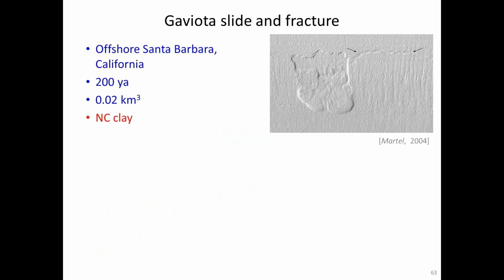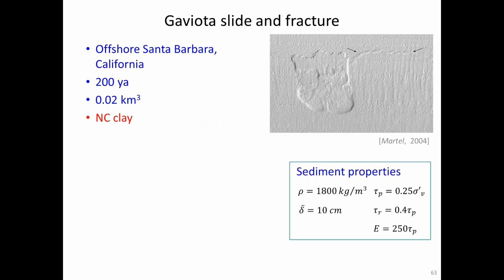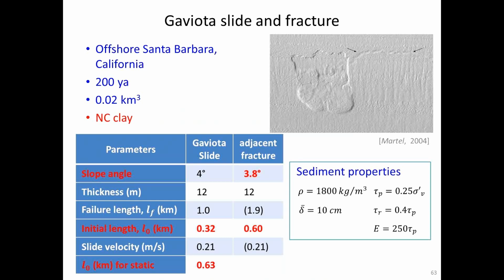So there will be some examples of actual slides. Going back to the Gaviota slide that I introduced earlier, we have the Gaviota slide on the left and the headscarp on the right. This slide actually happened about 200 years ago, and it is a fairly small landslide, about 0.2 cubic kilometers. The slope angle was about 4 degrees, and the slope thickness was about 12 meters. The failure length is recorded as roughly 1 kilometer.